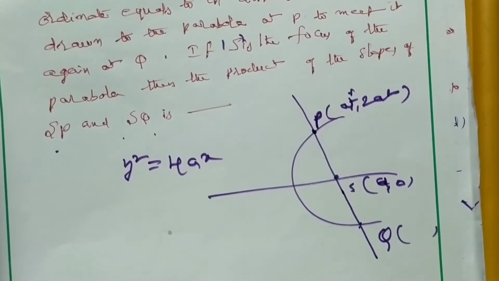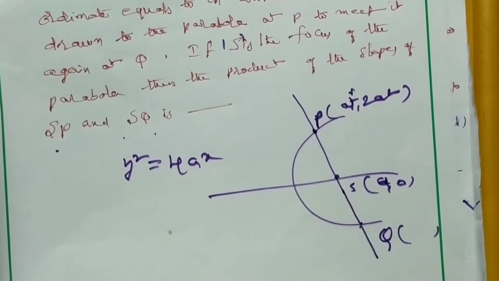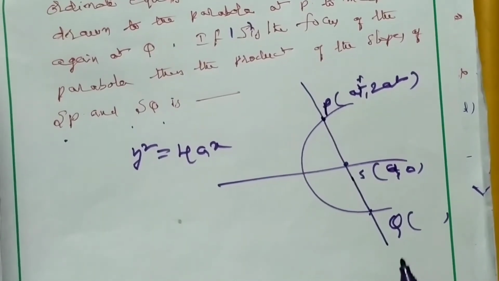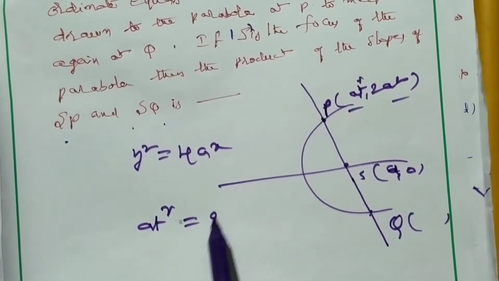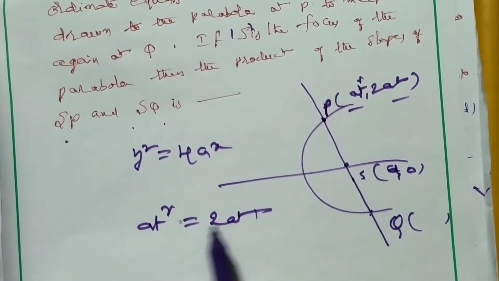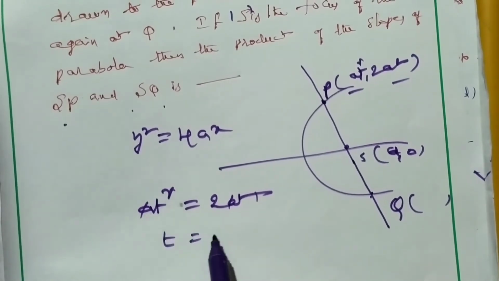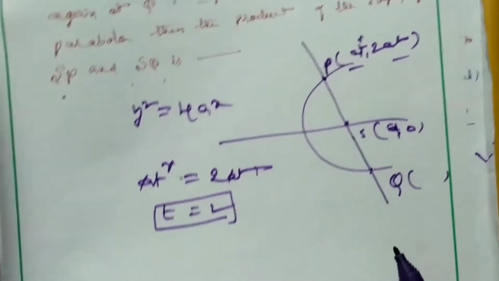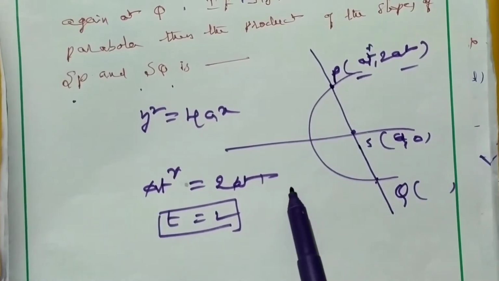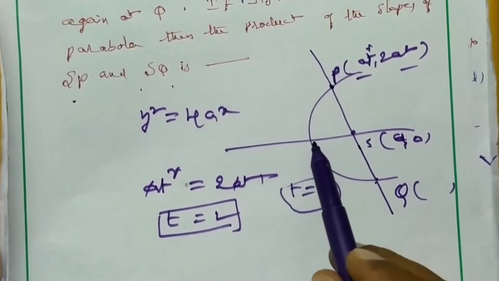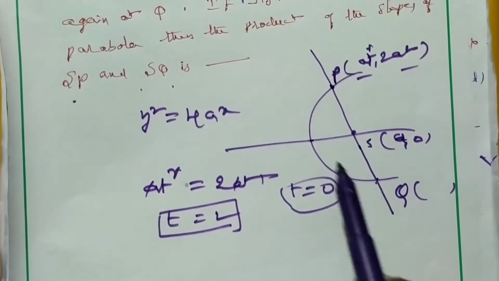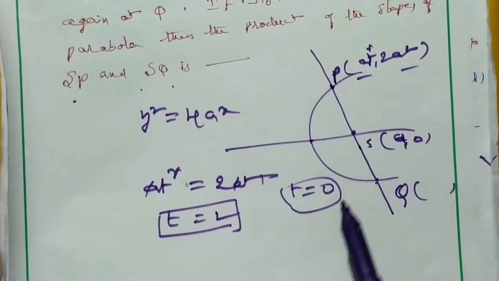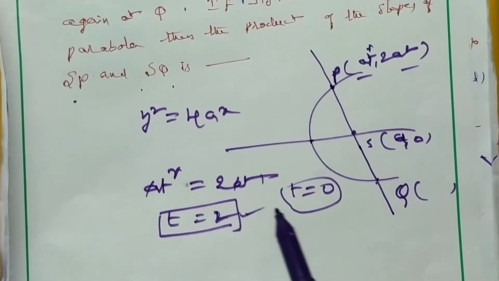We need to find Q in order to find the product of the slopes. As abscissa and ordinate are equal, we can write at square is equal to 2at. Cancelling t, and also a, we get t is equal to 2. T is equal to 0 also works, but that is the vertex where the two points coincide, so t can be taken as 2.